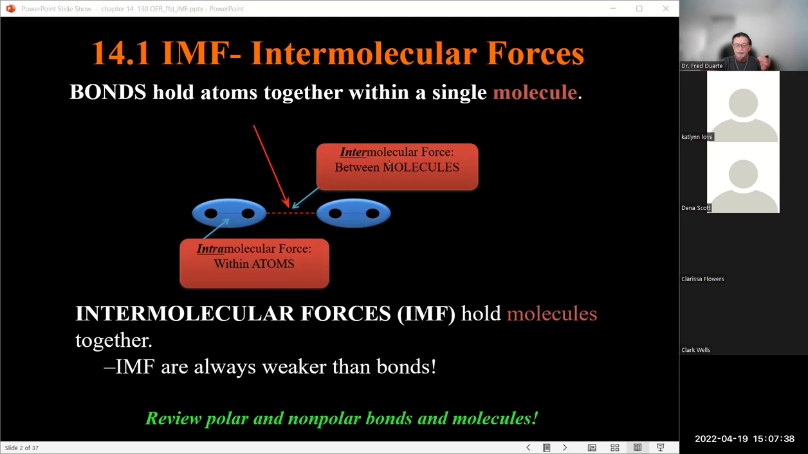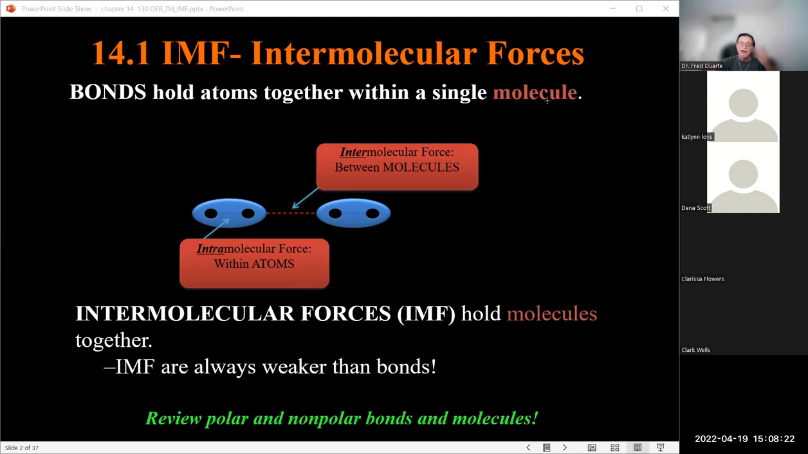So, not to confuse the two, the intermolecular forces and the intramolecular forces. Those forces are what hold the atoms together, the chemical bond, either an ionic bond or a covalent bond, okay? So we need to review polar bonds and non-polar bonds, because that's going to tell us what type of intermolecular forces we're dealing with, of which there are only 4 types of forces that we're going to work with.